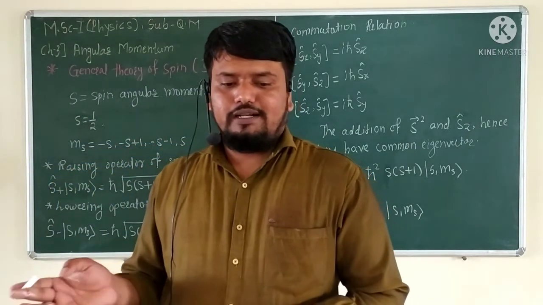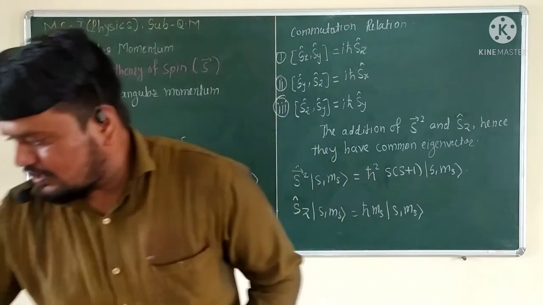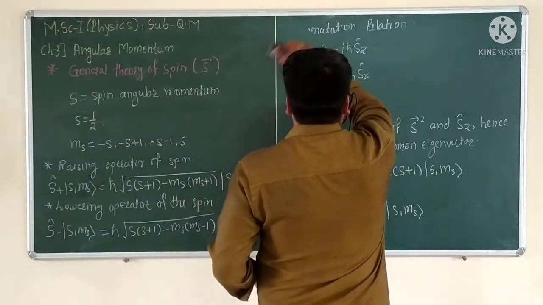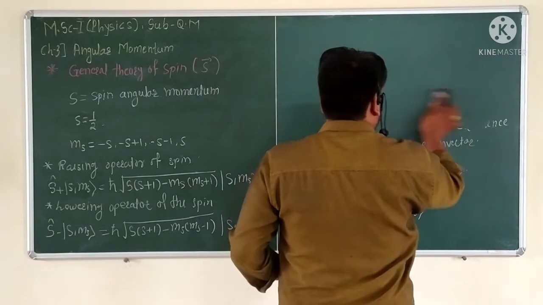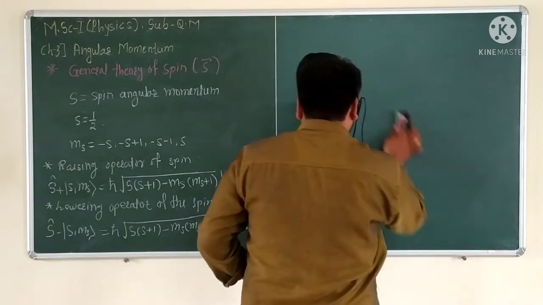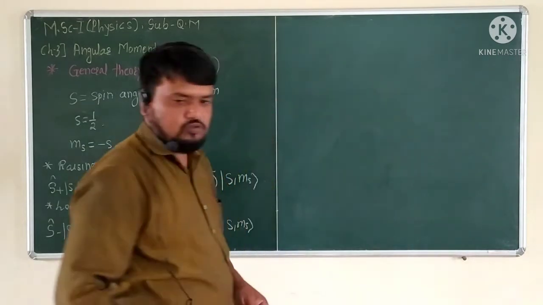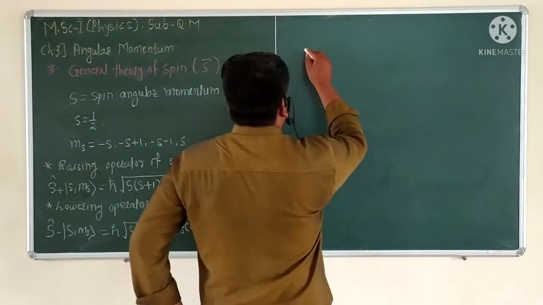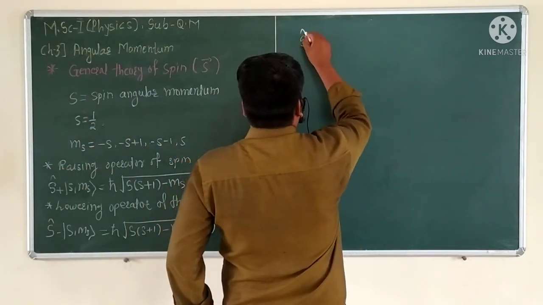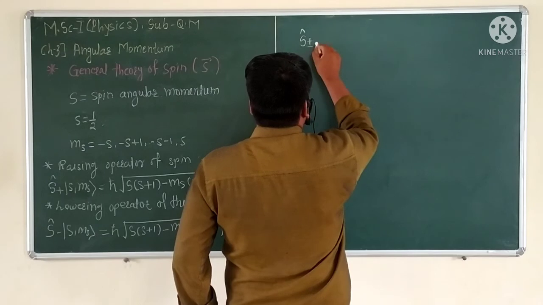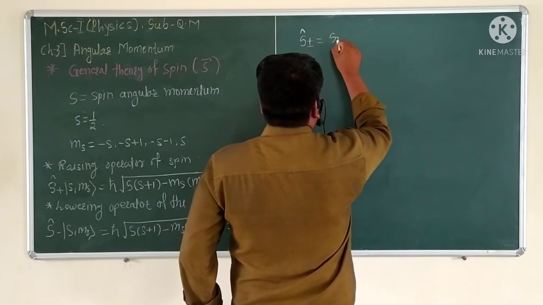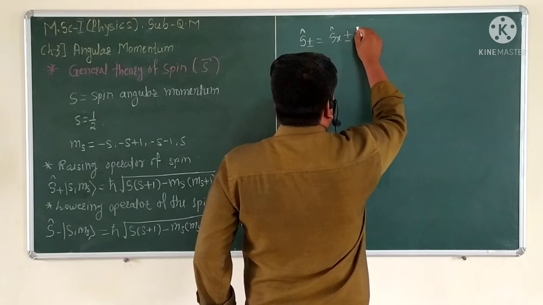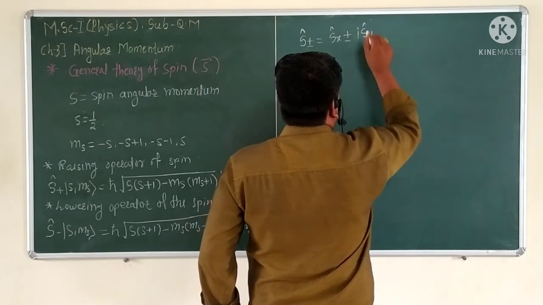Okay, and if we want to calculate S plus or S minus, how is it calculated? So that we want to see here. So the S plus or minus formula, which is the general formula in total, is given by S plus or minus equals Sx cap plus or minus i Sy cap.